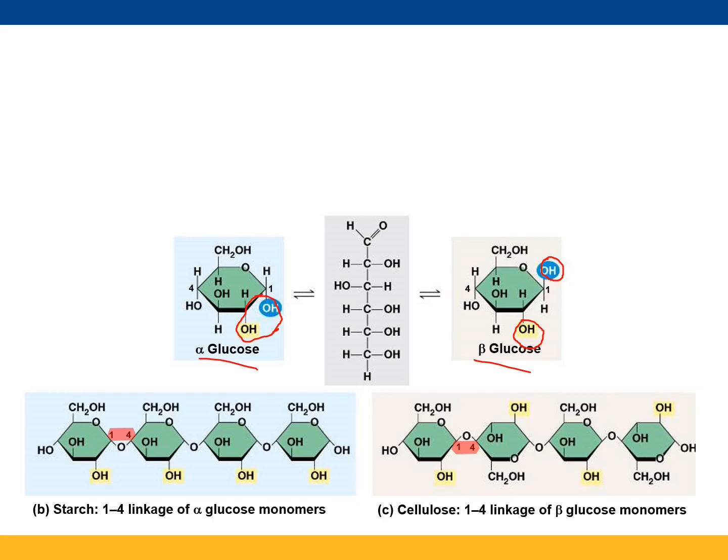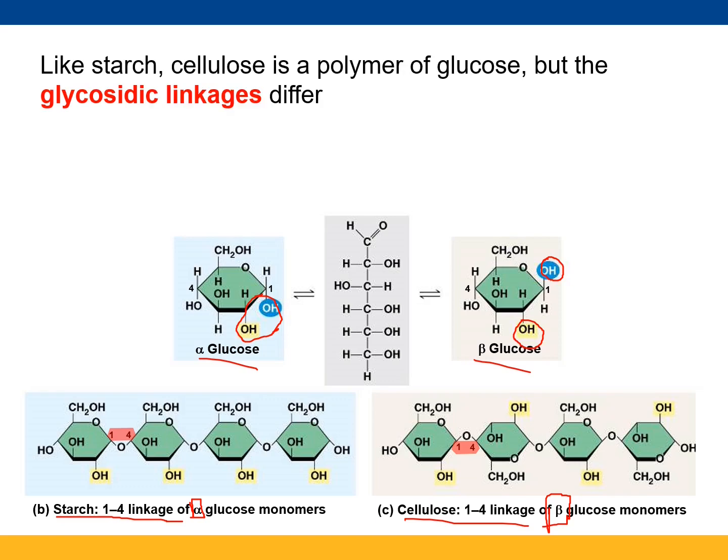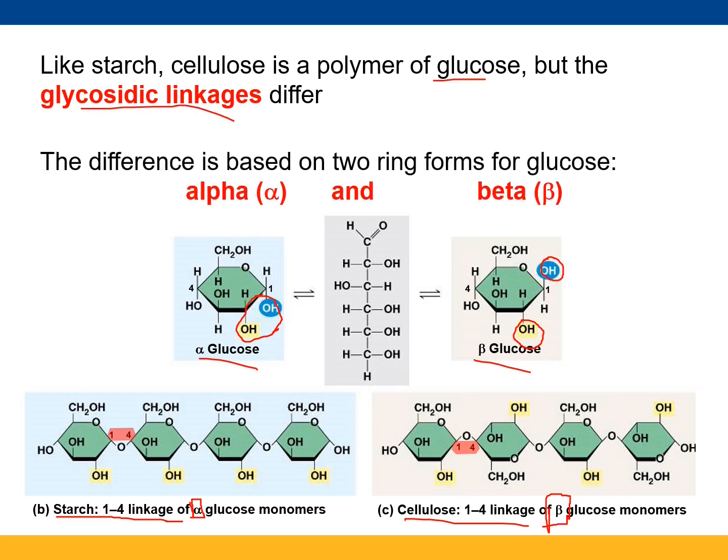And if you see the starch and the cellulose, here this is the starch, and it's very similar to the cellulose. Both use the same linkage, and both use monomers of glucose. However, the starch will be alpha, and the cellulose uses a beta glucose. So, as I said, like starch, cellulose is a polymer of glucose, but the glycosidic links differ: one is alpha and the other one is beta.